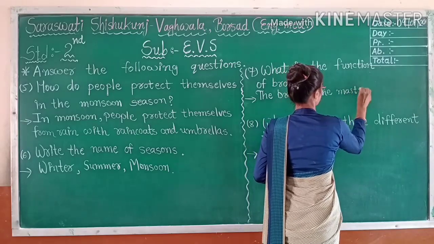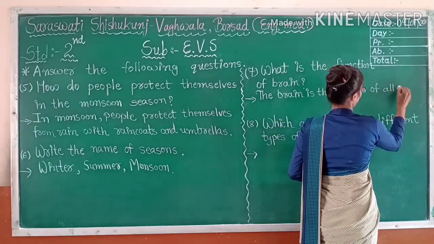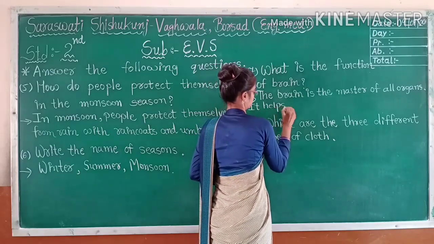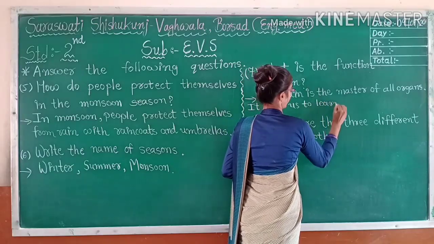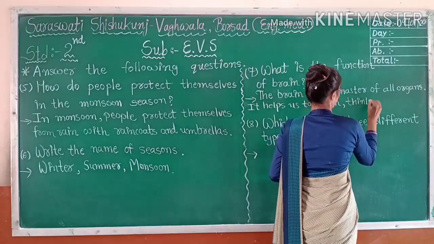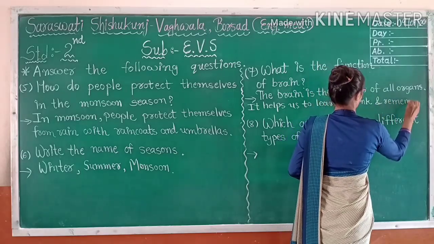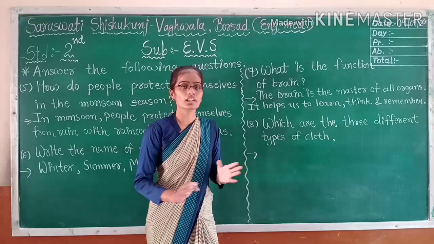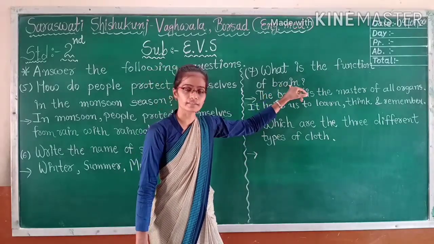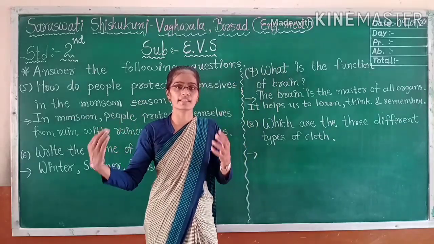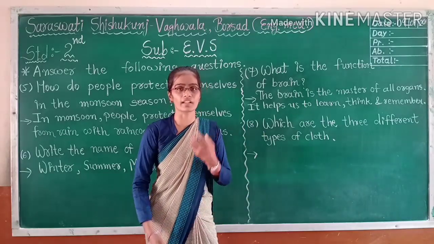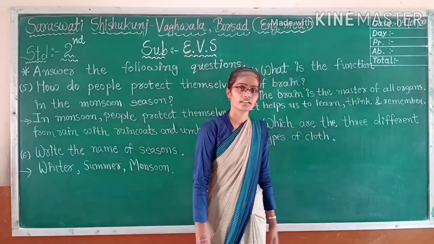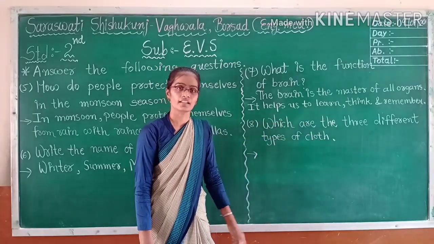The brain is the master of all organs. It helps us to learn, think, and remember. How can we think, or how can we learn, or how can we remember? These all things we can do only because of the brain. Brain is the main organ, or we can say the important organ, the master of all organs of our body. And it helps us to learn, think, and remember.